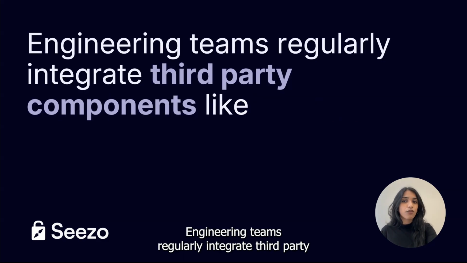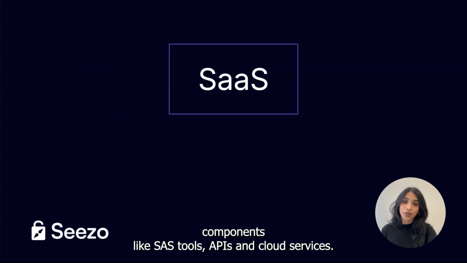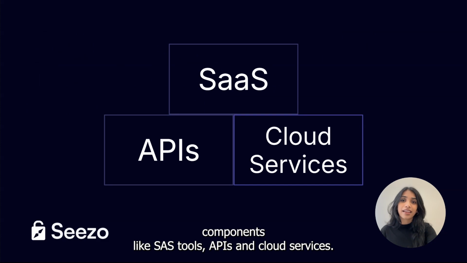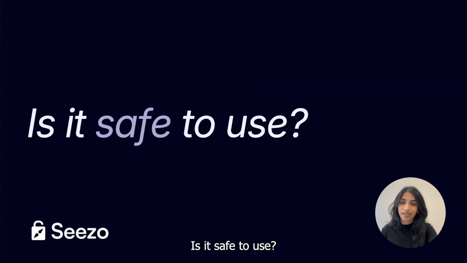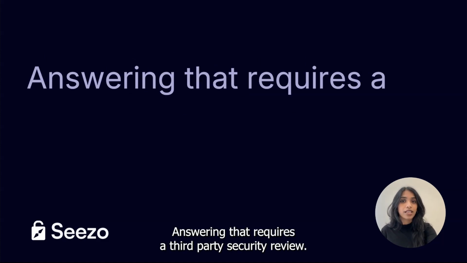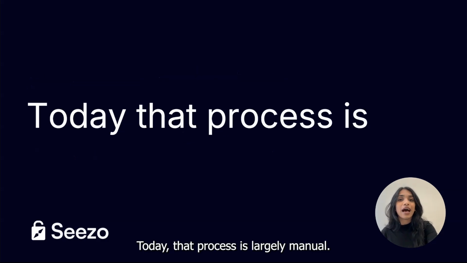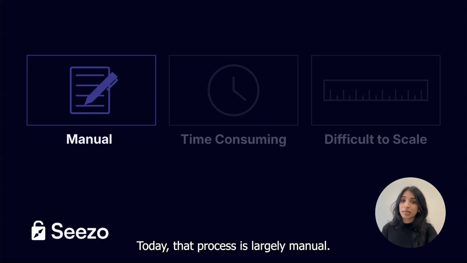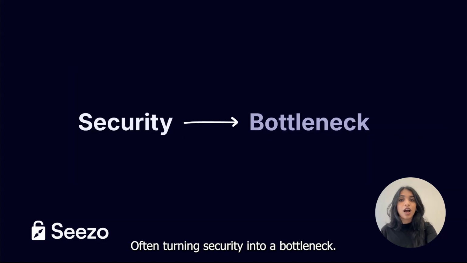Engineering teams regularly integrate third-party components like SaaS tools, APIs, and cloud services. But every integration raises one key question. Is it safe to use? Answering that requires a third-party security review. Today, that process is largely manual, time-consuming, and difficult to scale, often turning security into a bottleneck.